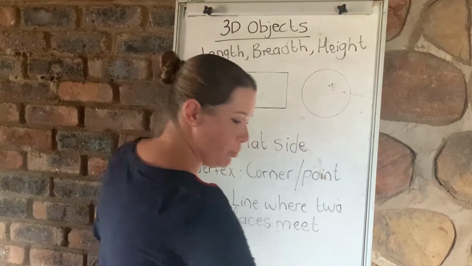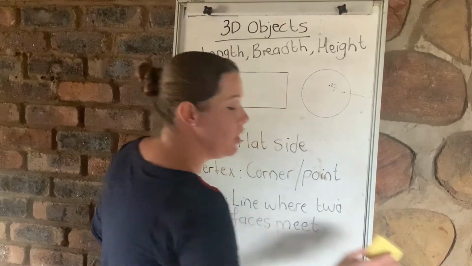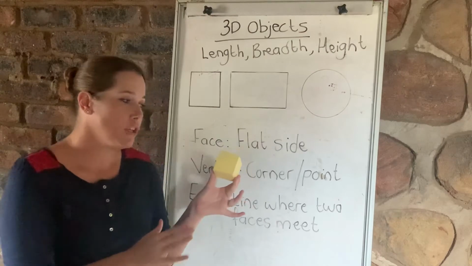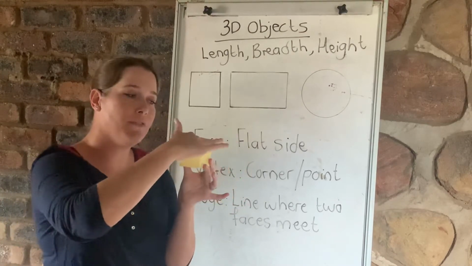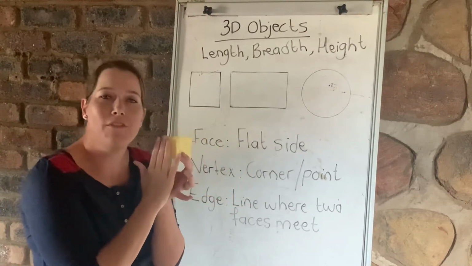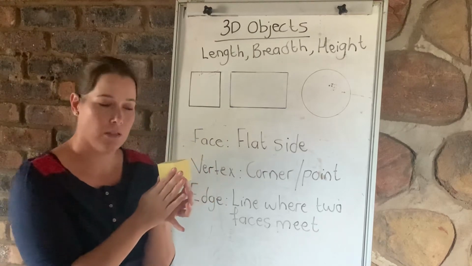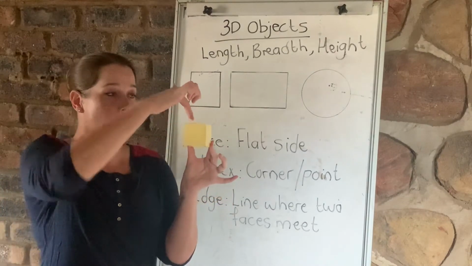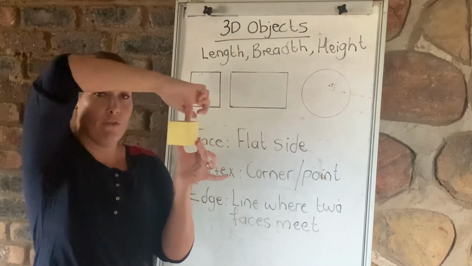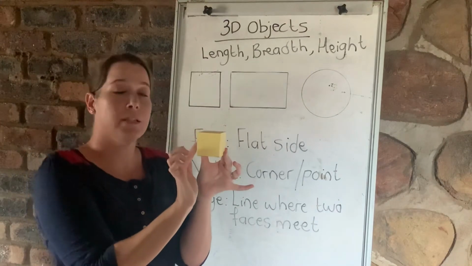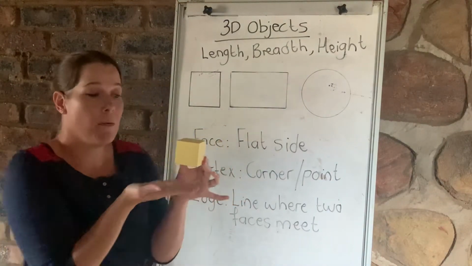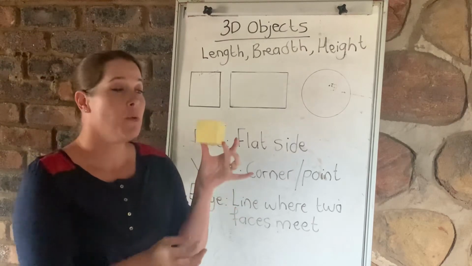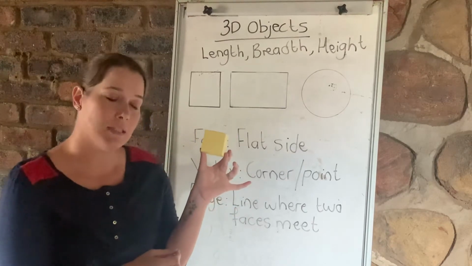If we look at a cube, a face is a flat side of a shape. So if we look at the cube, this is a face, this is a face, this is a face. All the flat sides are faces. So if we look at a cube, it will have 6 faces. 1, 2, 3, 4, 5, 6. Very important to remember the base that your object is standing on must be counted as well. So a cube will have 6 faces.